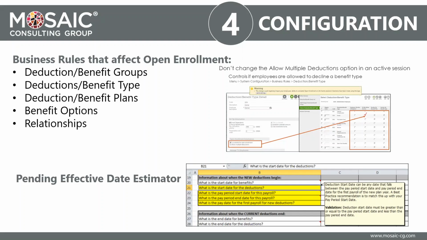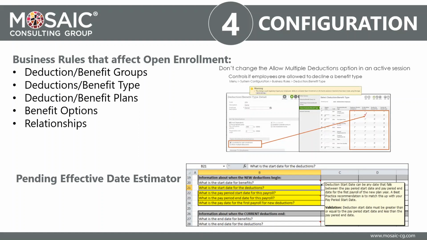And this also allows you to apply messaging in your session. So when they log in, at the top of every screen for each deduction type, they'll see a message that's specified on the type. One item to note for this business rule is the flag called Allow Multiple Deductions. If that flag is changed after the session is configured, it will affect how your employees are able to enroll or decline plans specifically. So, a plan type that does not allow multiple deductions, medical, for example, is a good one.